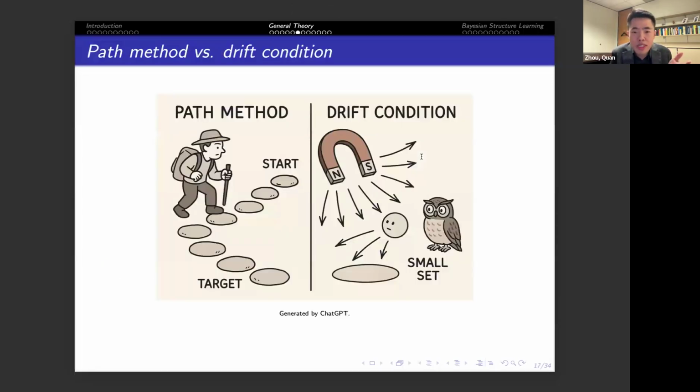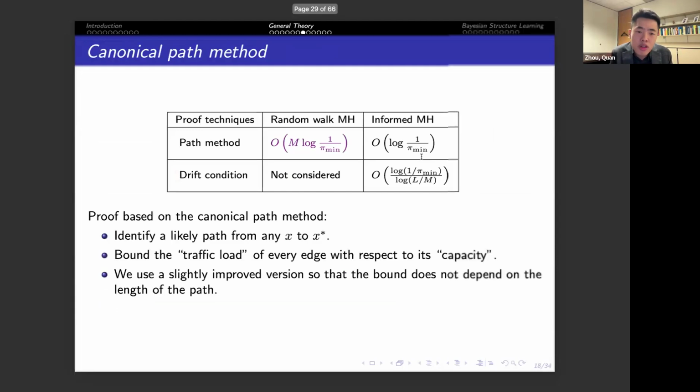So you may wonder, what is the path method, what is the drift condition? I'm going to briefly talk about this. Okay. So let's look at this entry first. This is the complexity for random walk Metropolis-Hastings. This is the easiest one. So the proof is quite standard.